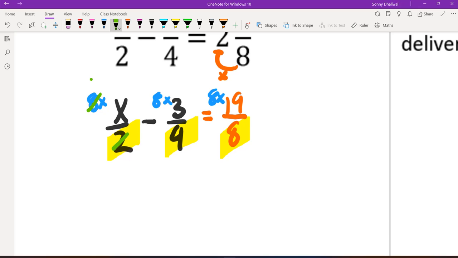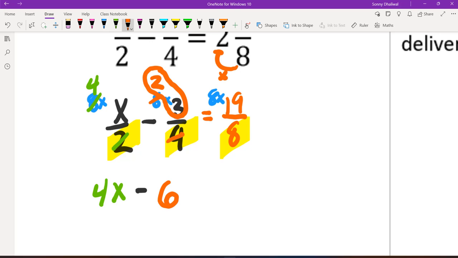2 goes into 8 4 times, so we're left with a 4x there. We have a minus sign between the first and the second term, so we have a minus sign here. Right? Next one, 4 goes into 8 2 times. What number do I write here? Not a 3, not a 2, 3 over 2. Riley? 6. We need to do this calculation. 2 times 3, which is 6. Okay?